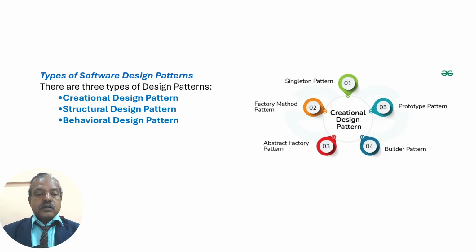As I told you, there are three categories of design pattern. One is the creational design pattern, second one is the structural design pattern, and third one is the behavioral design pattern. And the creational design patterns on the right-hand side you can clearly see here. We have divided them into five. One is the singleton design pattern, second one is the factory method design pattern, third one is the abstract factory design pattern, fourth one is the builder design pattern, and the fifth one is the prototype design pattern. So there are five design patterns here.